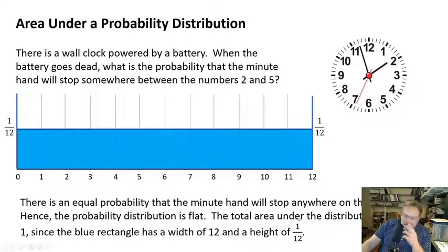And the total area under the distribution here is 1, since it's got to land somewhere. So we know with 100% probability it's going to land somewhere. All of these possibilities have to sum to 1. So that means that this rectangle has a width of 12. That means it's also got to have a height of 1/12.